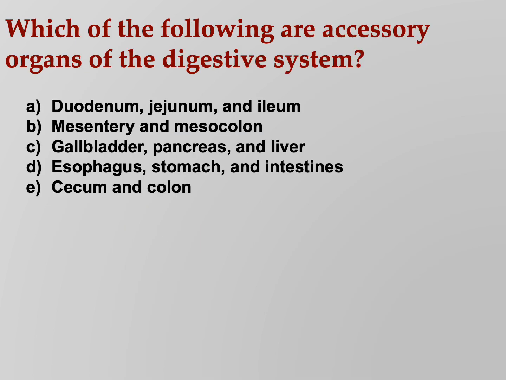So here you go. Which of the following are accessory organs of the digestive system? Duodenum, jejunum, and ileum, mesentery and mesocolon, gallbladder, pancreas, and liver, esophagus, stomach, and intestines, or cecum and colon. So pause the movie, pick your answer, and then go on to the next slide. And there you go. Those are the accessory organs. Food doesn't actually go into those. Those just secrete things that help break food down.